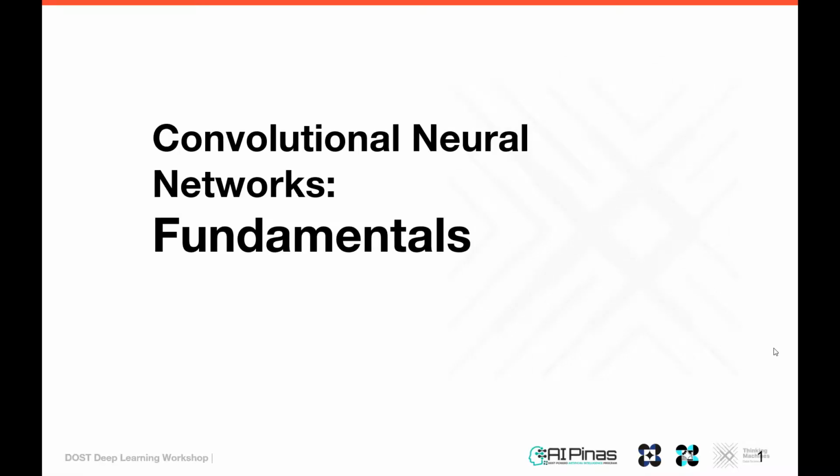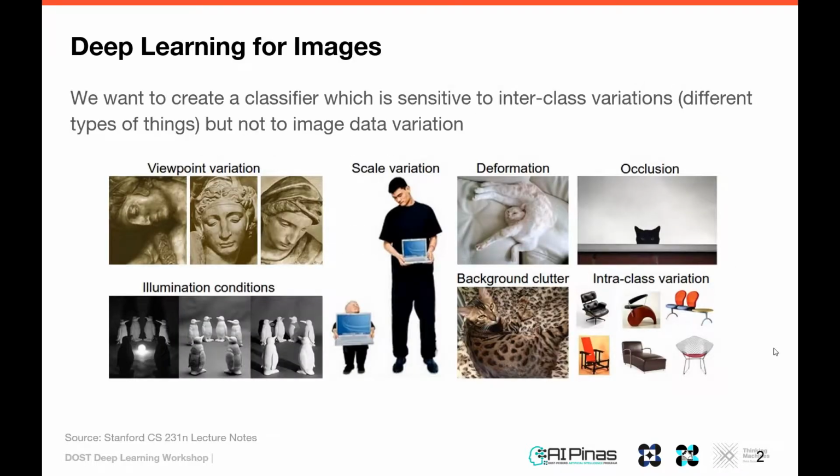And now let's talk about convolutional neural networks, which are a subset of artificial neural networks that focus on images. So imagine that we want to create a deep learning classifier that is sensitive to variations between different types of things, but not sensitive to things like changes in viewpoint, changes in illumination, scale, deformation, occlusion. You know, half a cat is still a cat.